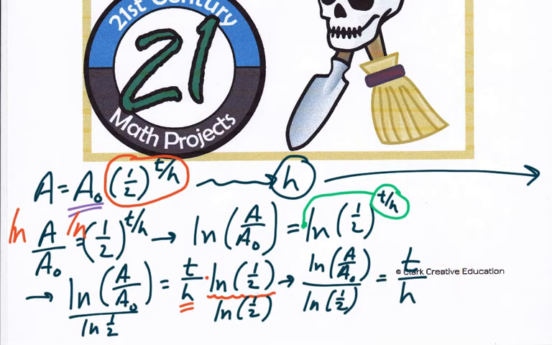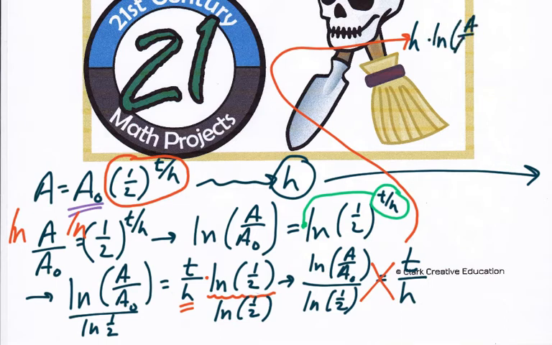So what I'm going to do is the cross multiplying. Ready? When I cross multiply, I multiply diagonally. So the h is going to multiply the ln of A over A sub 0, and that equals the other diagonal multiplying, t times the ln of 1/2. Do you see how I did that? That's just cross multiplying. When you cross multiply, you multiply diagonally and set them equal to each other.